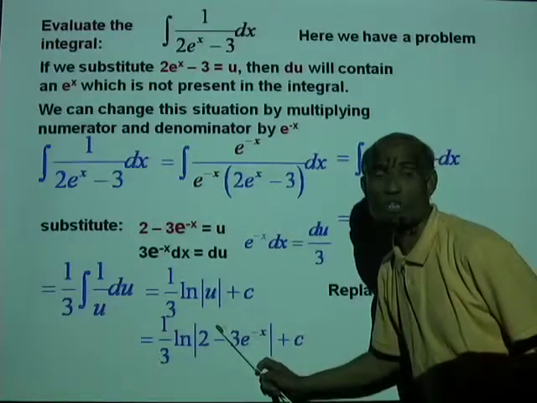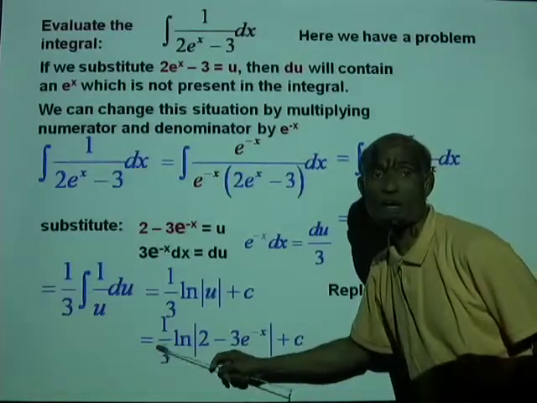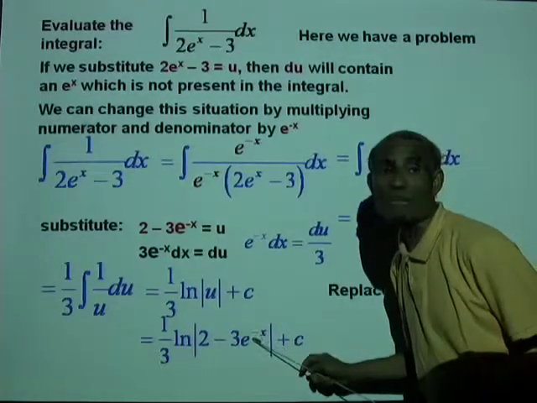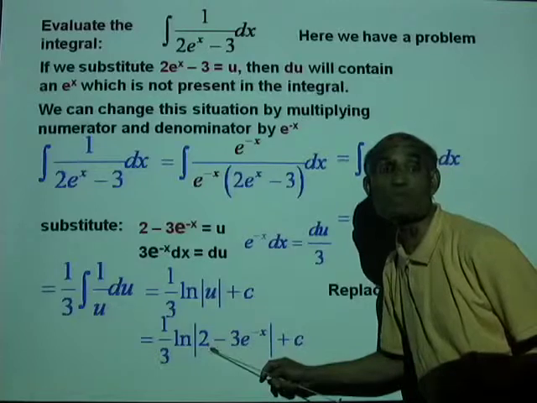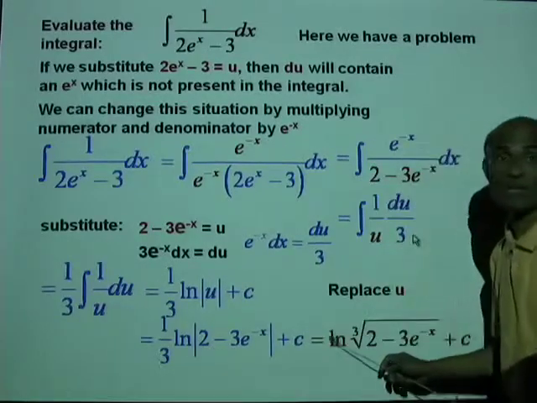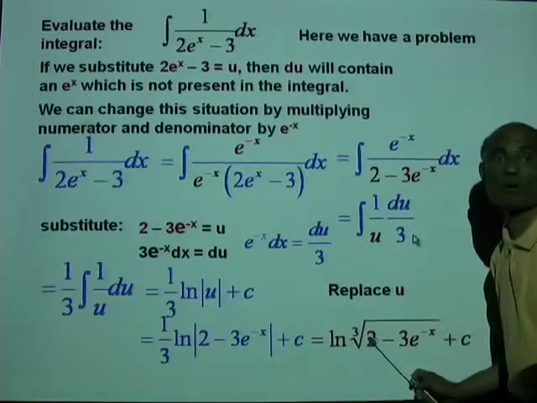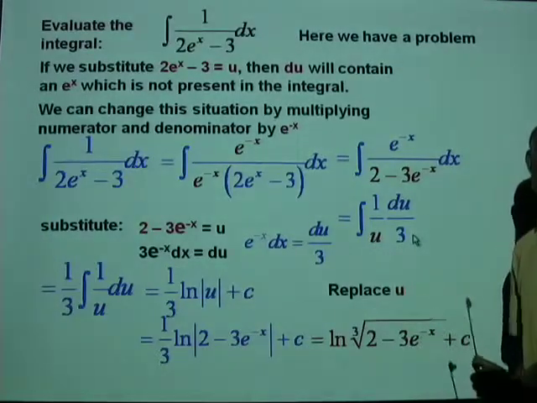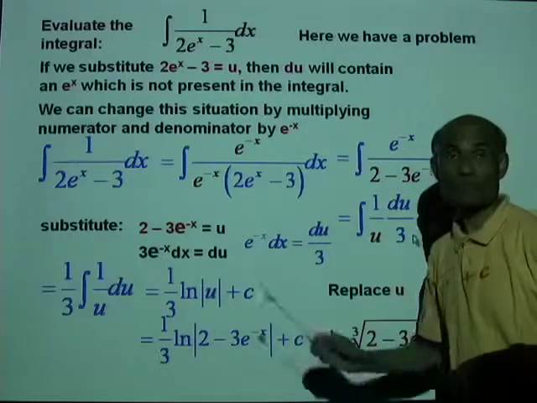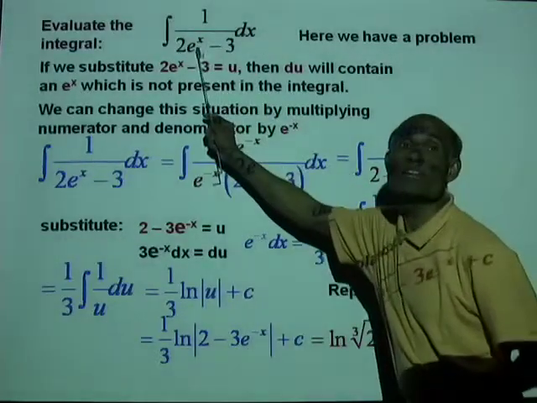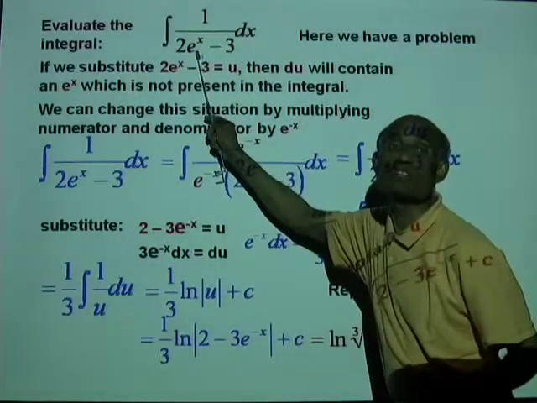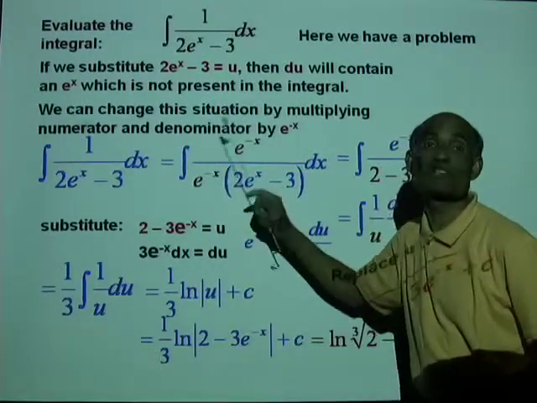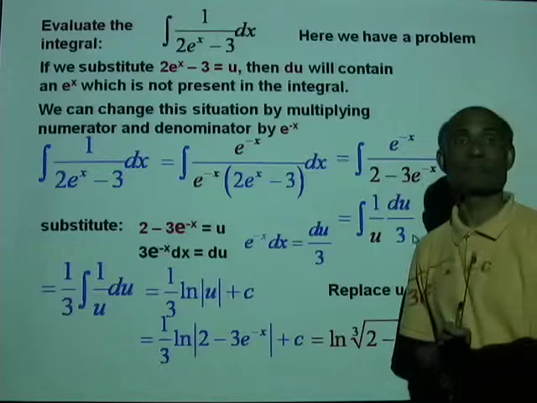What's the role of that 1/3? That 1/3 is actually the power of this quantity. And raised to the power of 1/3 becomes the cube root. So that will be ln cube root of 2 minus 3 e to the power of negative x plus c is the result. You can see that seeing what to do there to make it a form which we can integrate is very important.